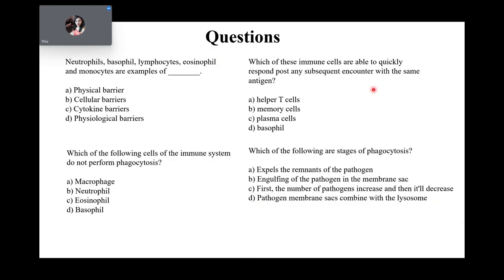Next, which of the following cells of the immune system do not perform phagocytosis? And which of the following are stages of phagocytosis?